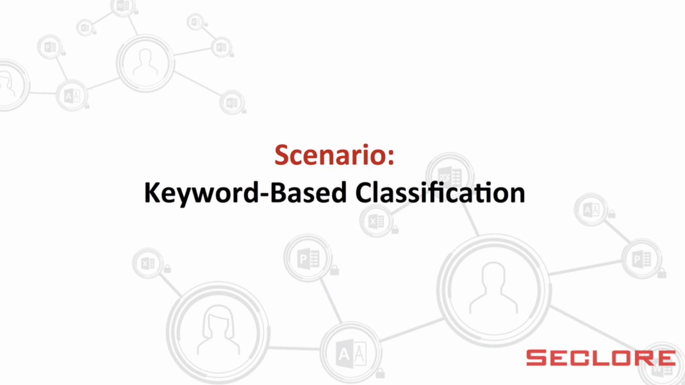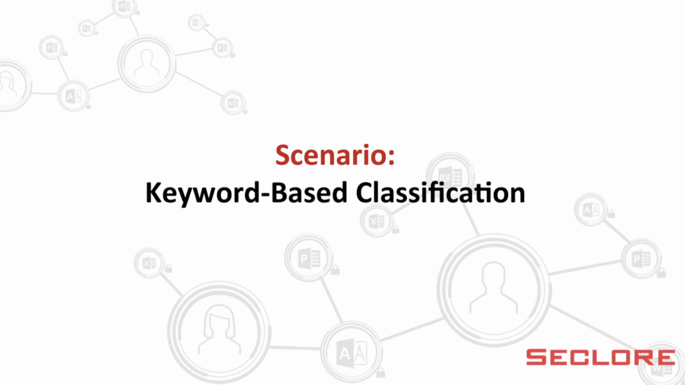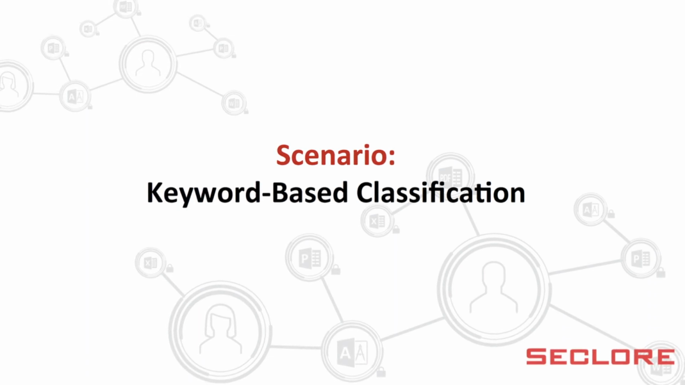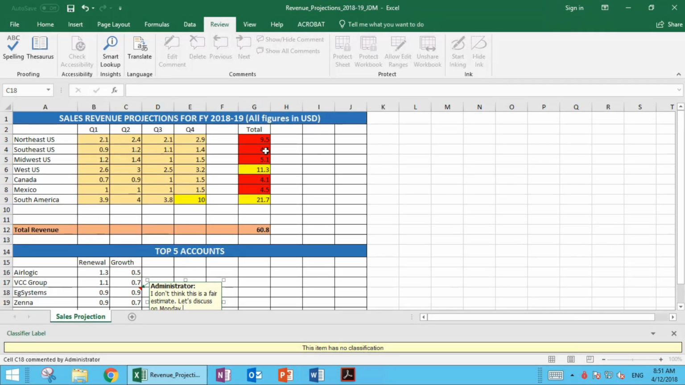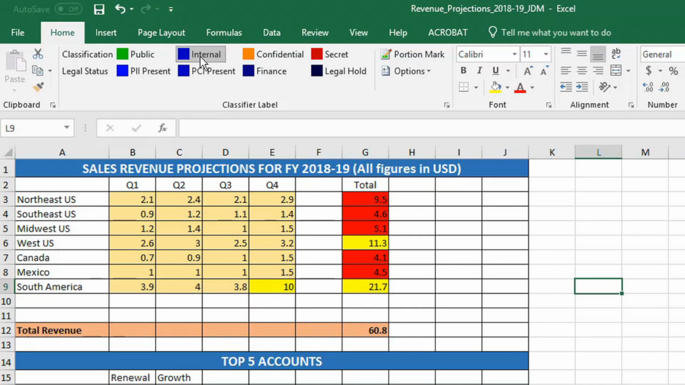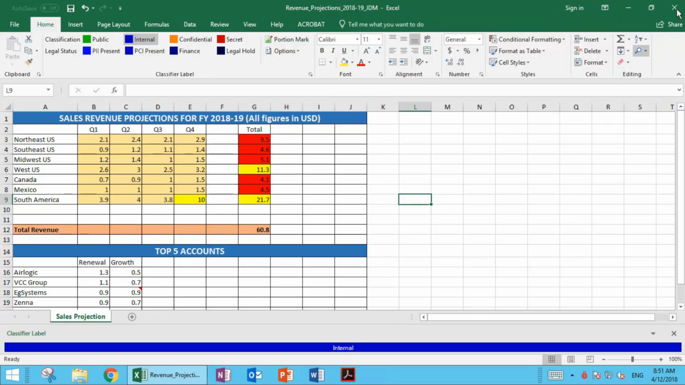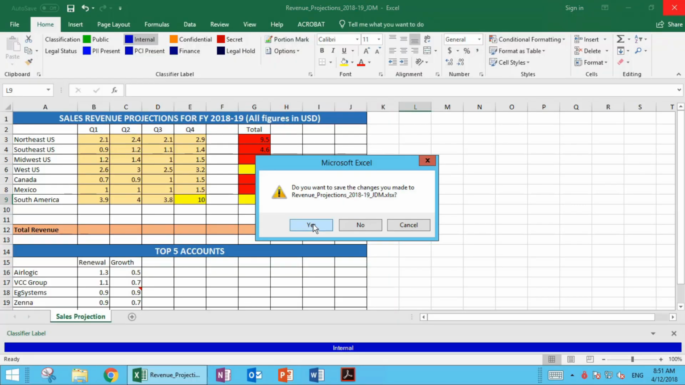In this scenario, secure data classification can check for keywords in the document to automatically determine if the correct data classification has been applied. Andrew opens an Excel spreadsheet and makes edits. He highlights a few cells in the spreadsheet and makes comments to the document. Andrew then applies the Internal classification to the spreadsheet before closing and saving the document.